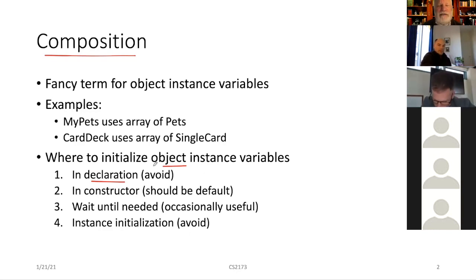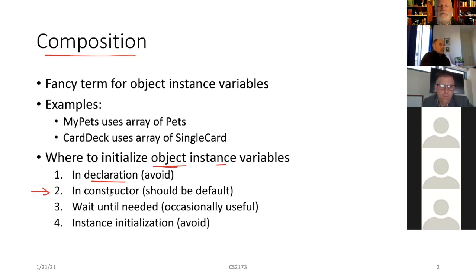And these are object instance variables. Static variables are a different story. Static variables a lot of times are instantiated at the time they're declared, but we're not talking about that. We're talking about instance variables. Okay, the best place that I found, just as a rule of thumb, is in the constructor, and we've seen examples of that.